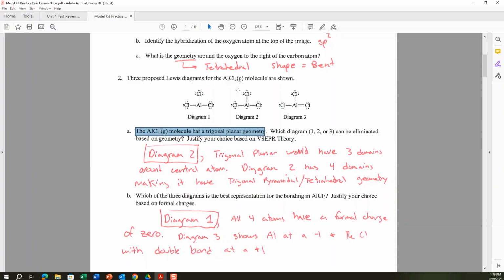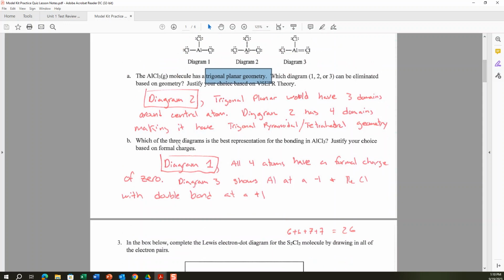So the one we can eliminate in this question is diagram 2, because diagram 2 is either, you can call it tetrahedral geometry or you could call it trigonal pyramidal geometry, right? So diagram 1 would be trigonal planar, diagram 3 is trigonal planar, but diagram 2 is trigonal pyramidal. So based on the fact that it has to have trigonal planar geometry, we can eliminate diagram 2, okay?